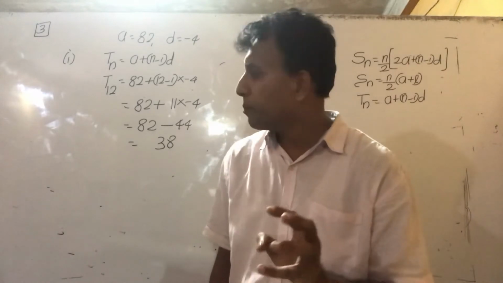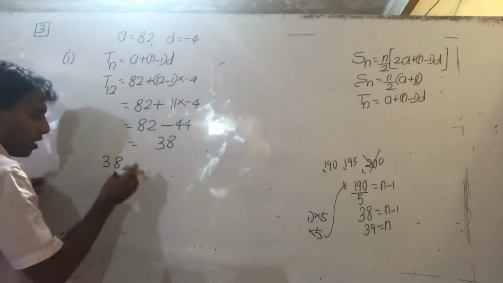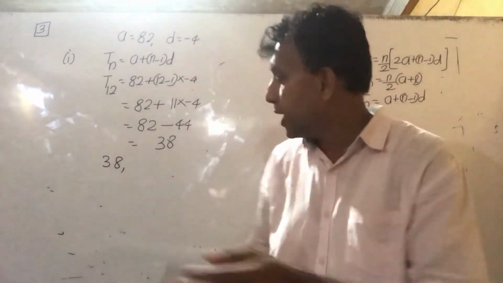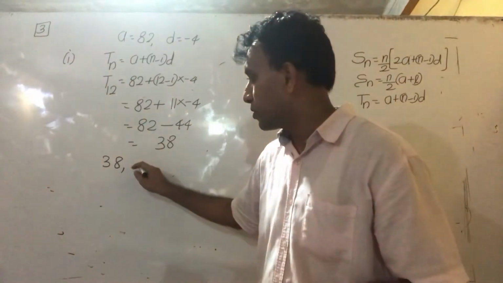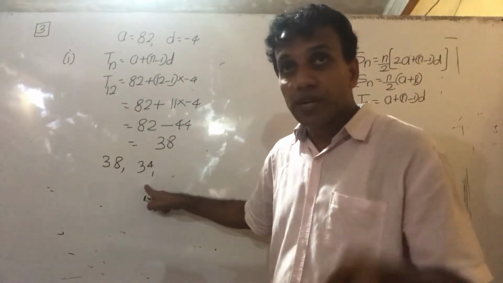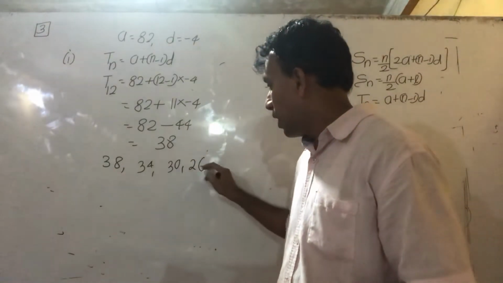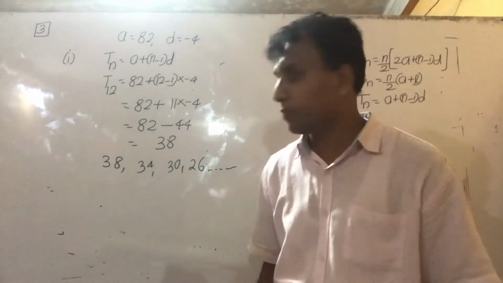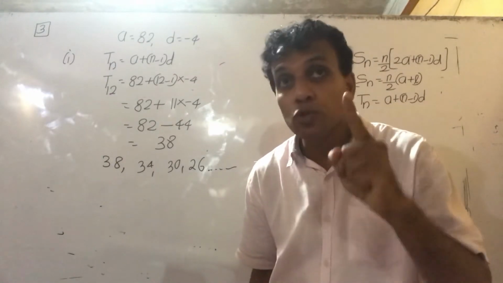So what is the meaning of this problem? You know, 12th term is 38. Okay, what is the next term? Decrease by 4. Common difference -4 means decrease by 4. 12th term is 38, 13th term is 34, 14th term is 30, next term 26. Okay. Now what they ask: if you add all these terms, the answer is 0. Then how many terms to be added?